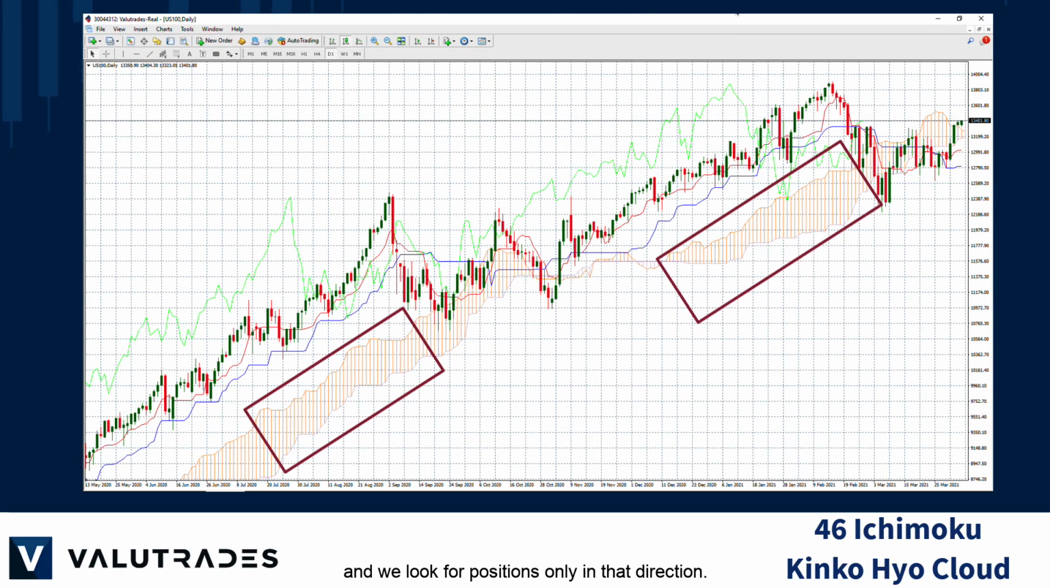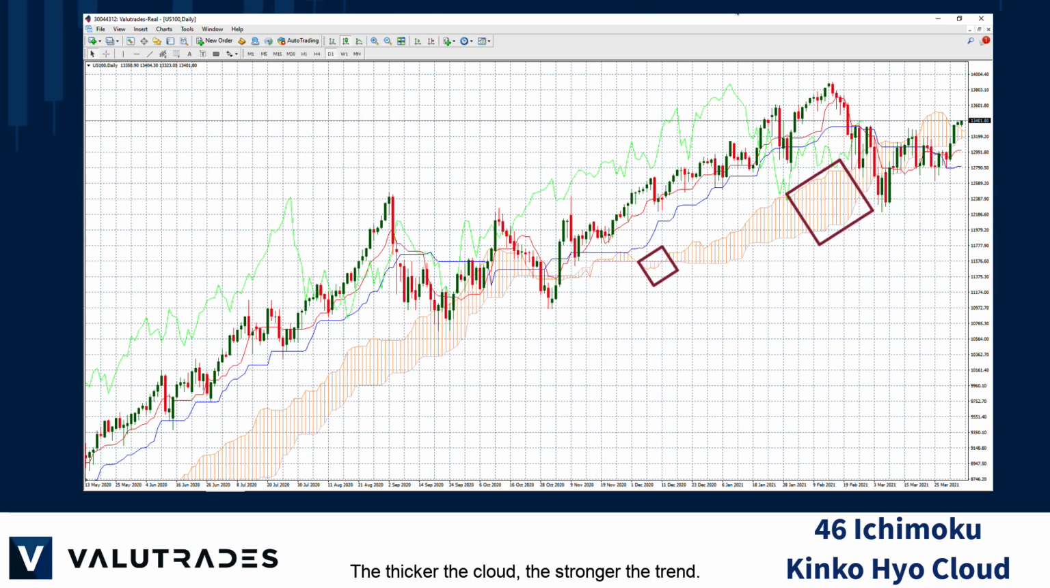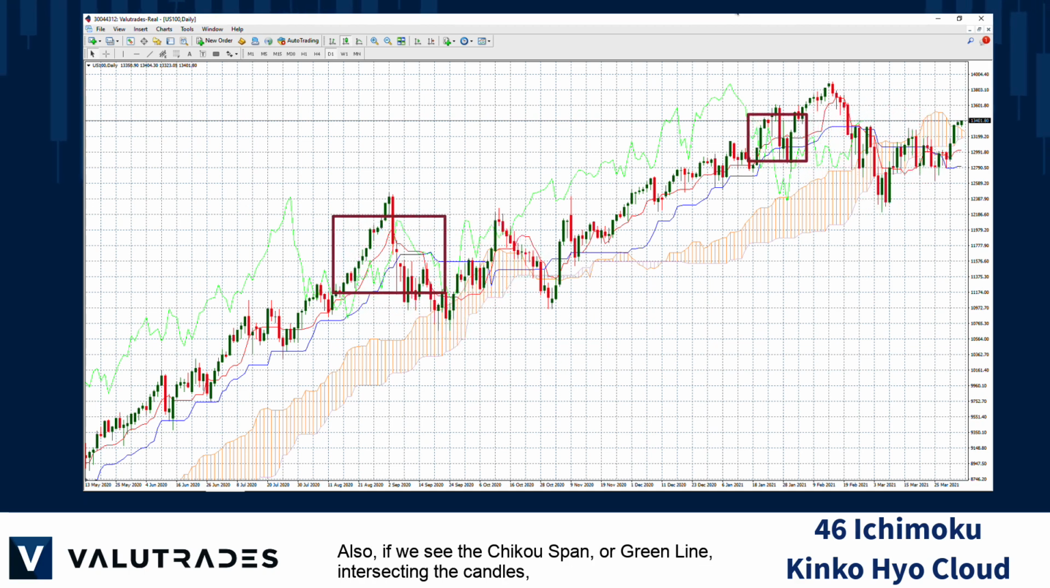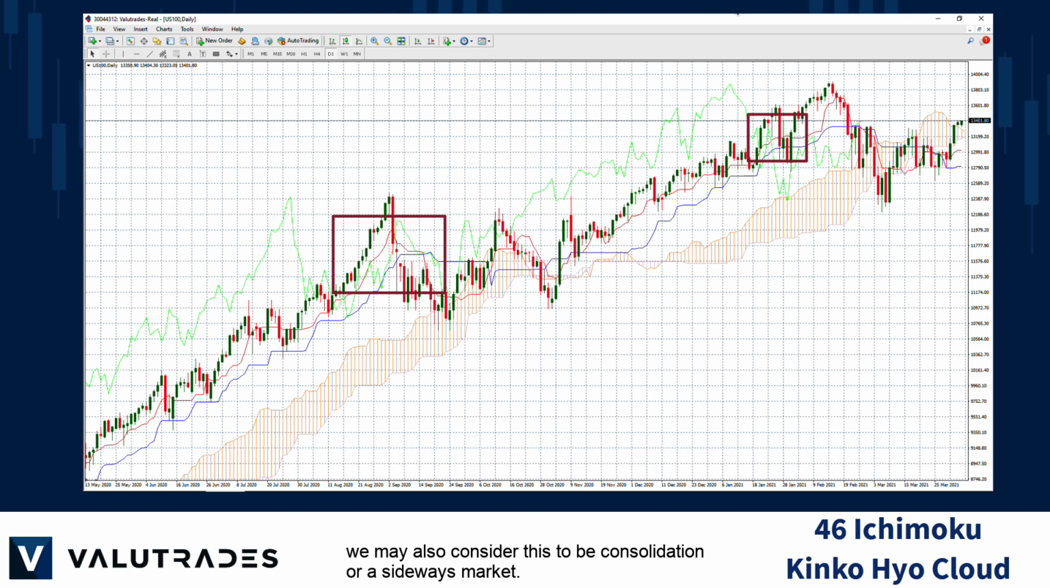Basically, if price stays on one side of the cloud, we consider this a trending market and we look for positions only in that direction. The thicker the cloud, the stronger the trend. If price enters the cloud, we may consider this to be a consolidation or a sideways market. Also, if we see the Chikou span, or green line, intersecting the candles, we may also consider this to be a consolidation or a sideways market.